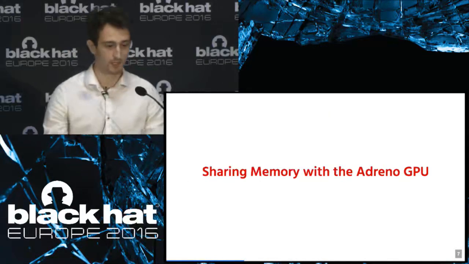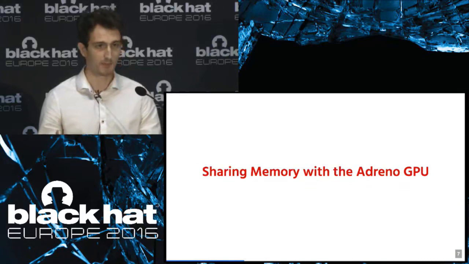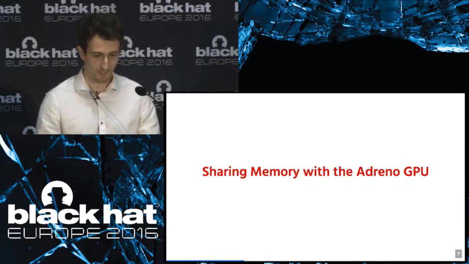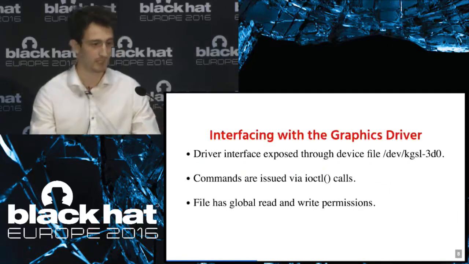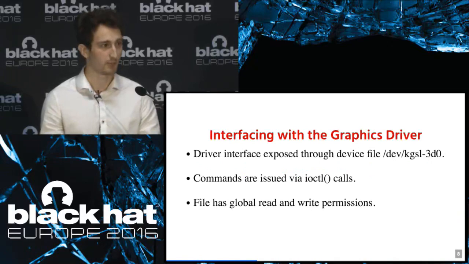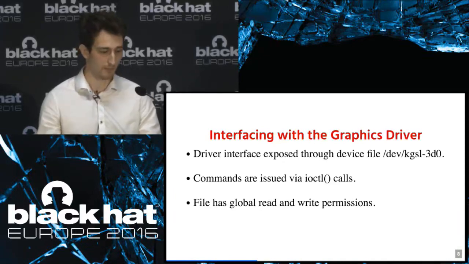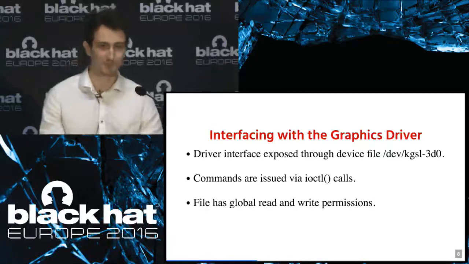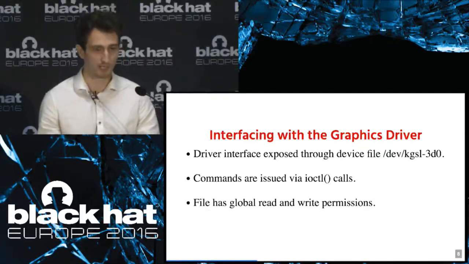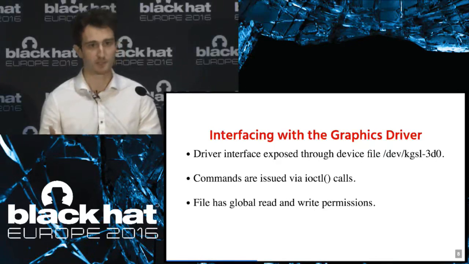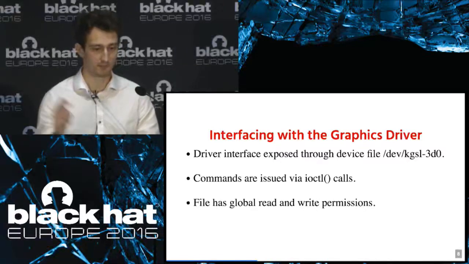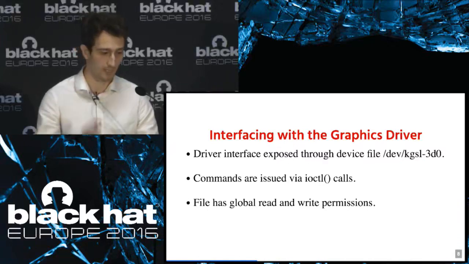So cool, that's basically what shared memory is. How do we actually set up shared memory with the Adreno GPU? First thing we have to discuss is interfacing with the graphics driver. And this is actually pretty simple. The Adreno graphics driver exposes a device file, /dev/kgsl3d0. And basically, you interact with this device file by sending IO control commands. This file has global read and write permissions, so pretty much any process on the phone can talk to it. You might run into some issues where SELinux prevents certain processes from interacting. But again, if SELinux is enabled, then pretty much anyone can interact with this file.